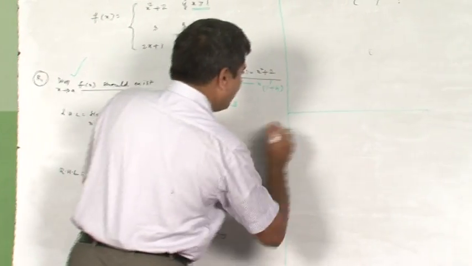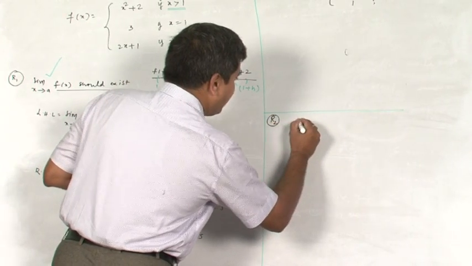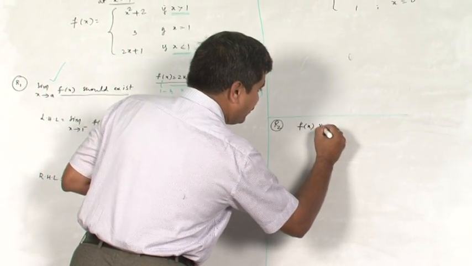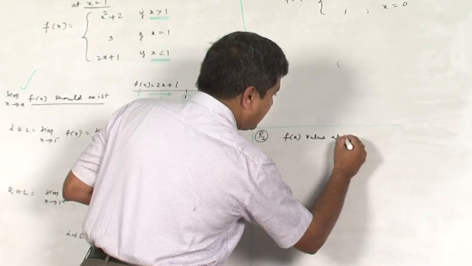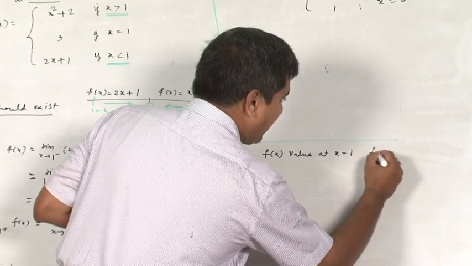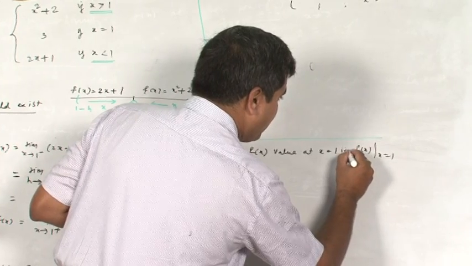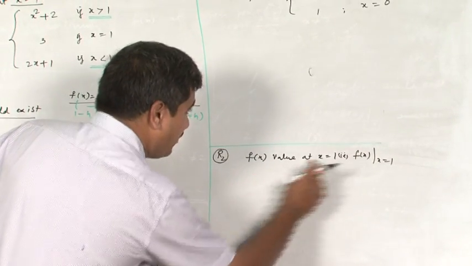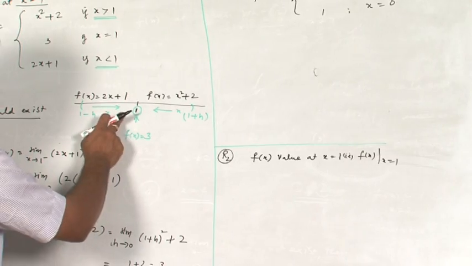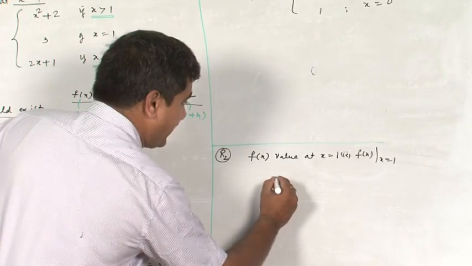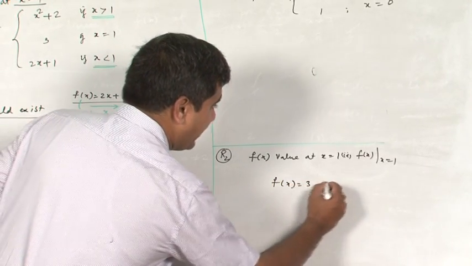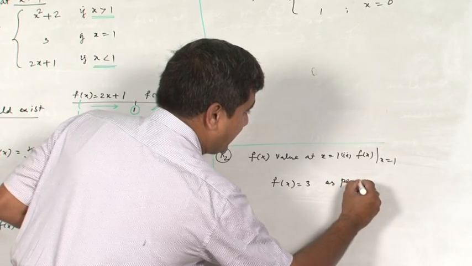So it is correct. Now I am going for rule number 2. Rule number 2 says that we need the value of f of x at x is equal to 1. That is f of x at x is equal to 1, which is already given as 3. So I will write f of 1 is equal to 3 as per given data.